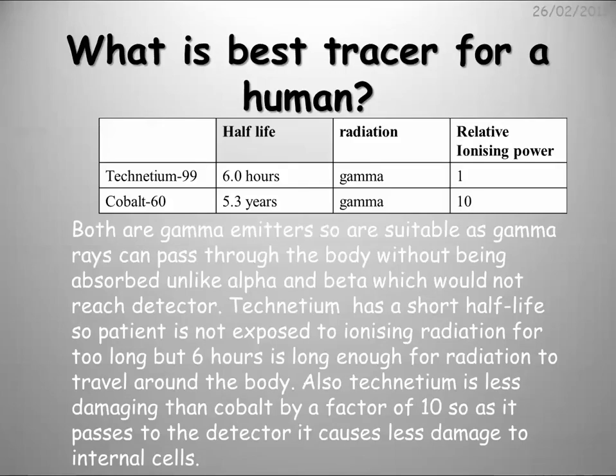Moving on to one more example. What's the best tracer for a human? Here you're given a little table of information. Technetium-99: half-life 6 hours, emits gamma rays, relative ionizing power of 1. Compared to cobalt-60: half-life 5.3 years, gamma emitter, relative ionizing power of 10. So both are gamma emitters, so suitable as gamma rays can pass through the body without being absorbed, unlike alpha and beta, which would not reach the detector. That's quite important for a tracer. It needs to get through the body to the detector.